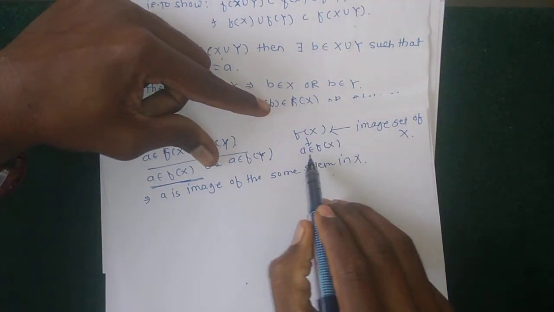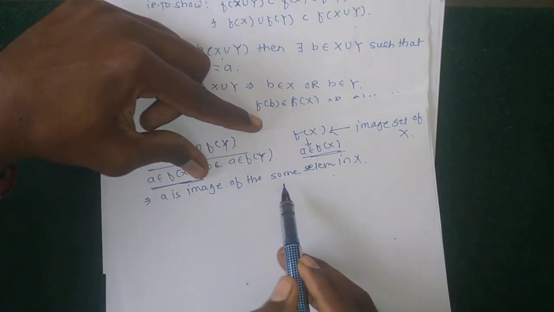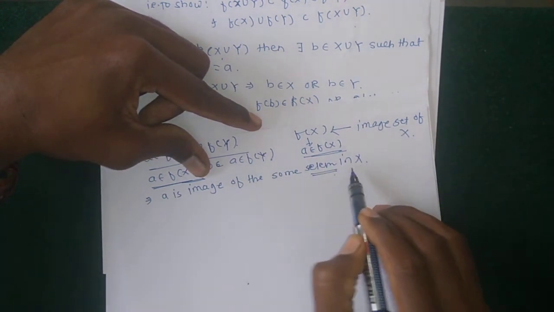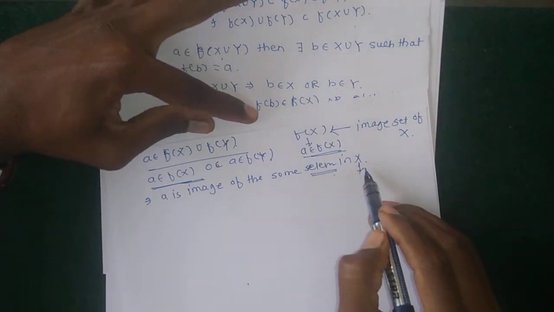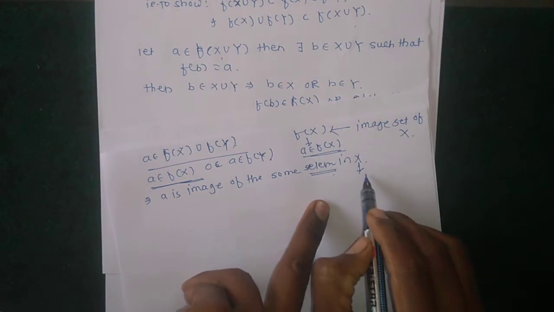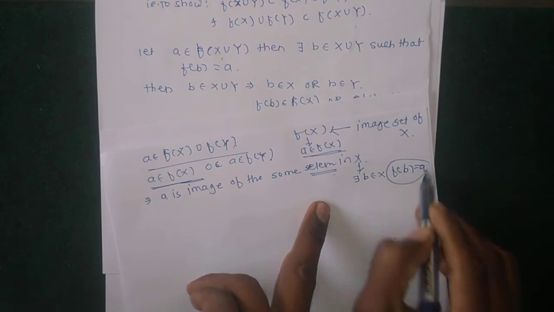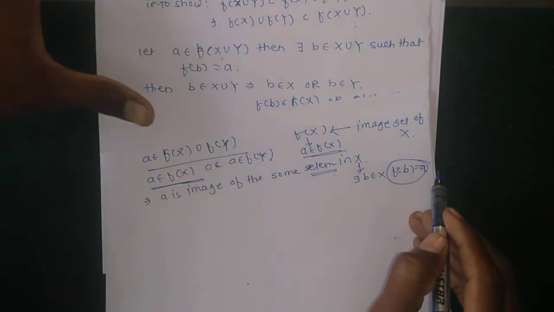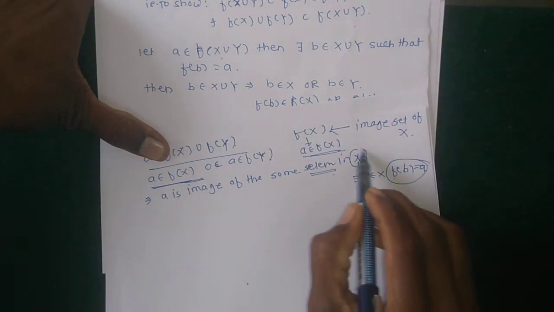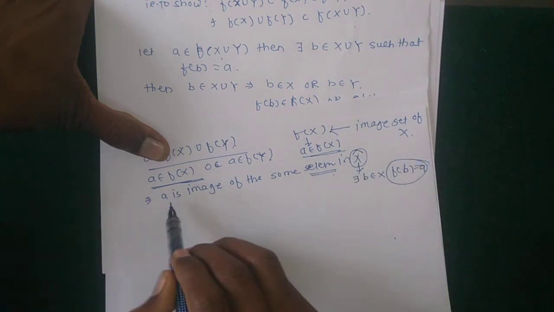This means that a belongs to f of x, so a is the image of some point or some element in x. That means there exists at least one b belonging to x such that f of b is equal to a. F of b is equal to a means at least one element exists in x such that its image is a.